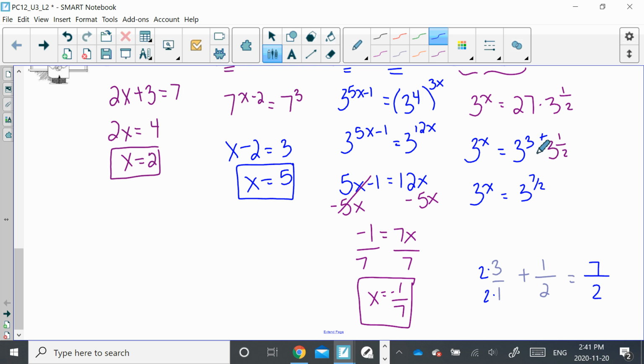Okay, all I did was use the product law again, and I added the exponents. 3 plus 1/2 is going to be 7 over 2. You should not need your calculator to do this. x is equal to 7 over 2. That's class example number 1. Let's do class example number 2.